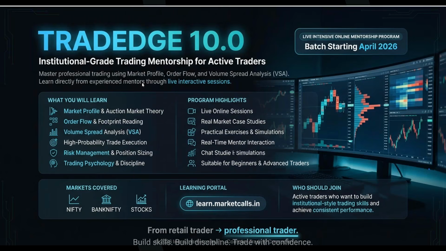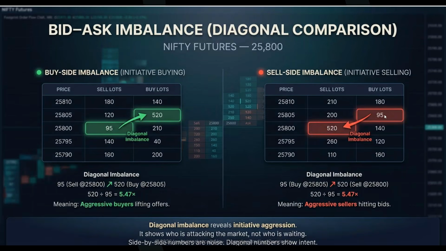Let me move on very quickly. So generally, when we try to compare, right, you can compare side by side also, you can compare diagonally also, but when it comes to momentum, only when it comes to momentum, we try to compare diagonally. So whenever we compare diagonally, if it is more than 5 times, I prefer to use 5 times, but otherwise you can control the settings from Bell order flow.